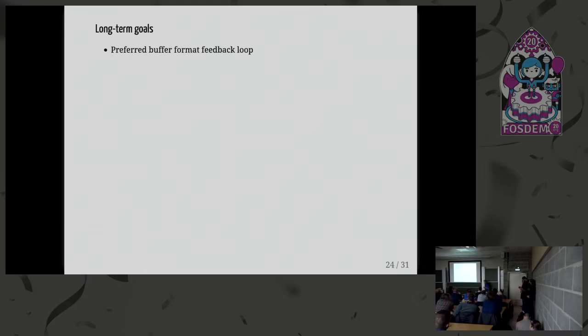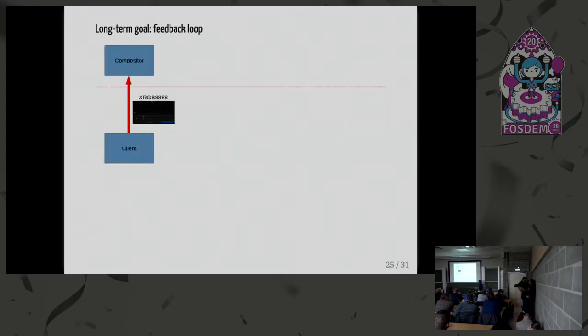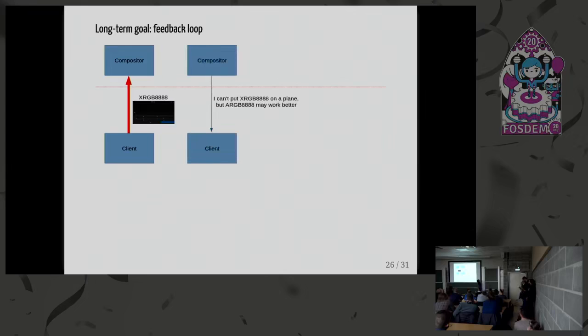I also have a bunch of long-term goals. So the first one is to have a feedback loop. Basically, right now clients allocate buffers and send them to the compositor, and the compositor needs to do the copy. And so the client decides what the buffer format is. So here the client decided XRGB. But then the compositor cannot put it into a plane.